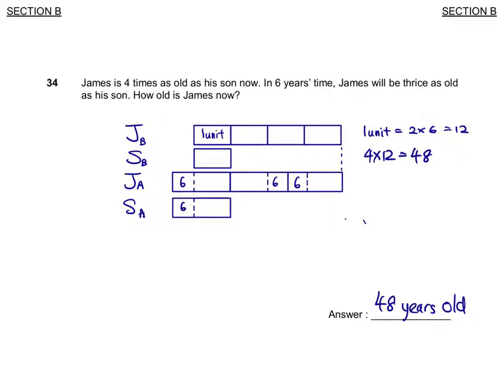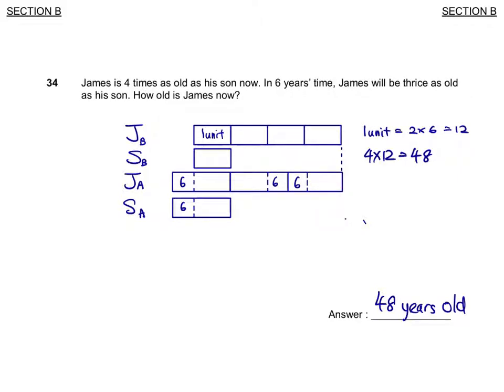In 6 years' time, he is 3 times. So you just have to add 6 here. So this one still remains the same, but you remember that this one is now 3 times: 1, 2, 3. So this one of the after units is actually 1 of the original unit plus 6. This one I can also cut into this part here. 1 unit plus 6, then 1 unit plus 6.